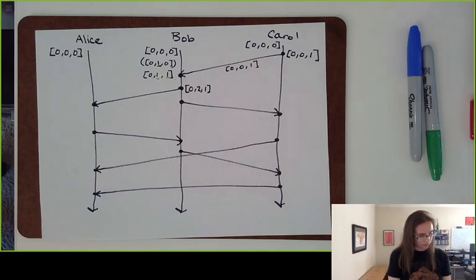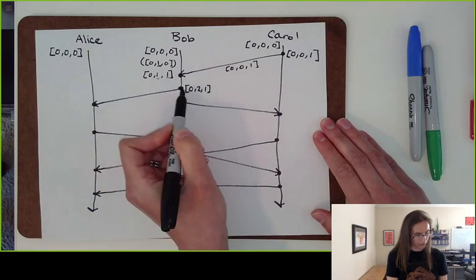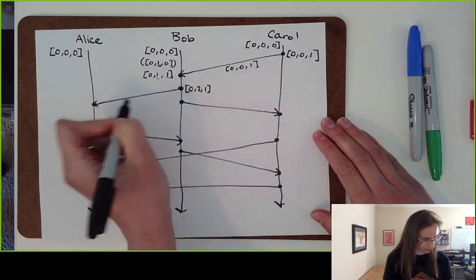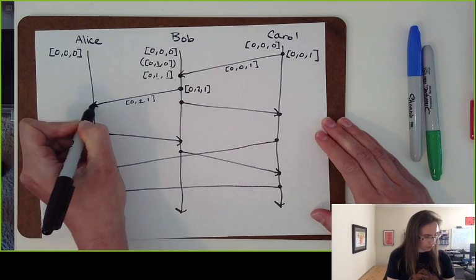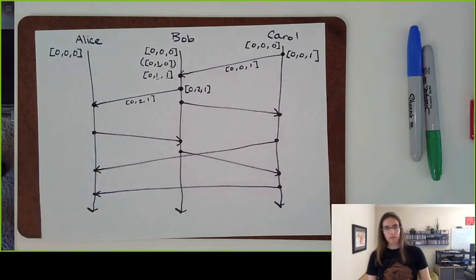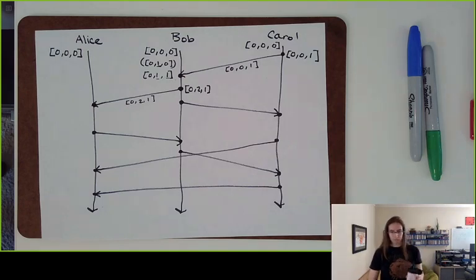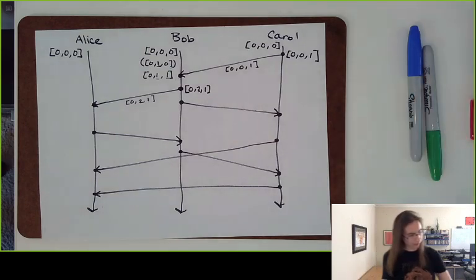So we get here. Bob has incremented his own vector clock because this is an event, it's a send, so he wants to increment his own position, and then that gets sent along. What is going to be Alice's vector clock right here for her first event? Somebody tell me. Good, yeah, it's going to be 1, 2, 1.